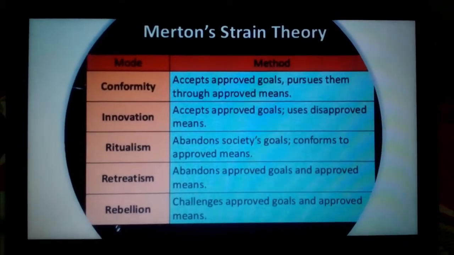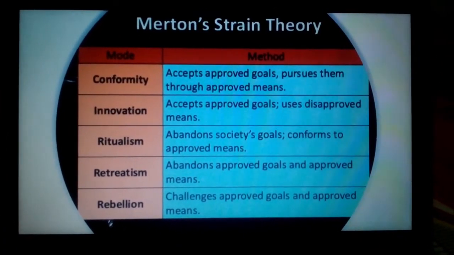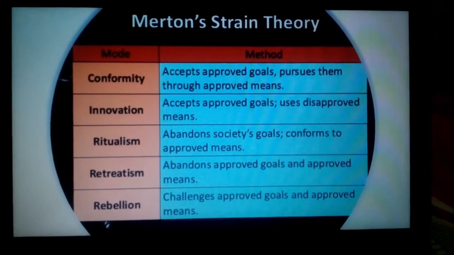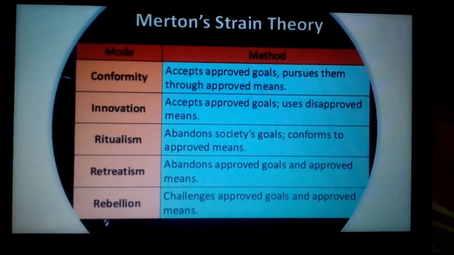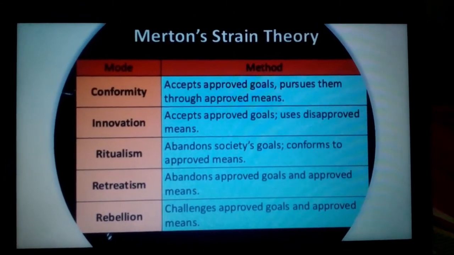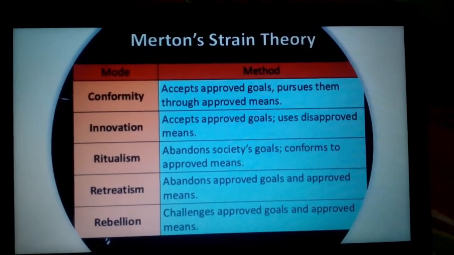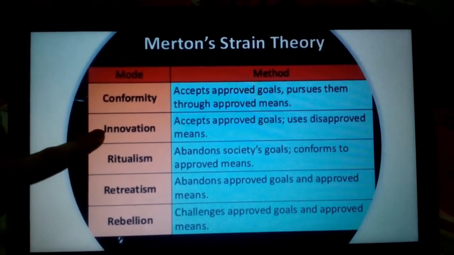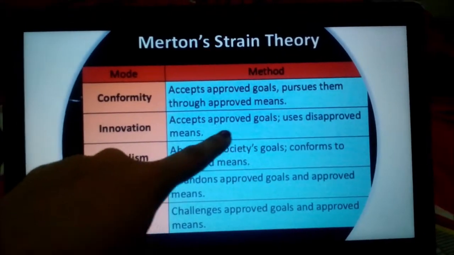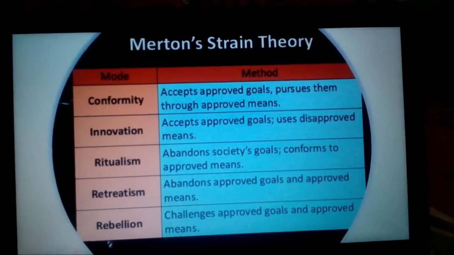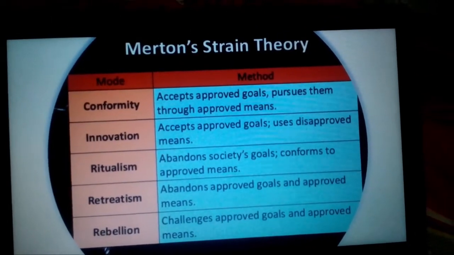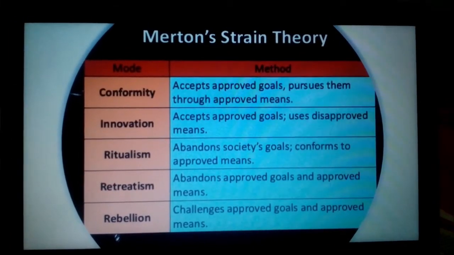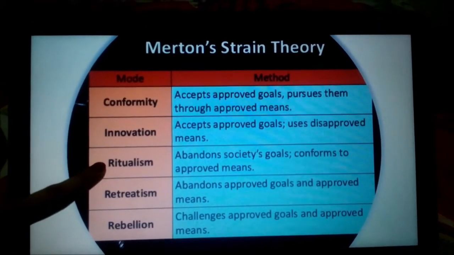For the summary first, I'll just show this. Conformity: these are accepted behaviors. It accepts approved goals and pursues them through approved means. So they are more on the positive. Innovation accepts approved goals but uses disapproved means. So, positive and negative. You will find out later the other examples. Third one is ritualism.